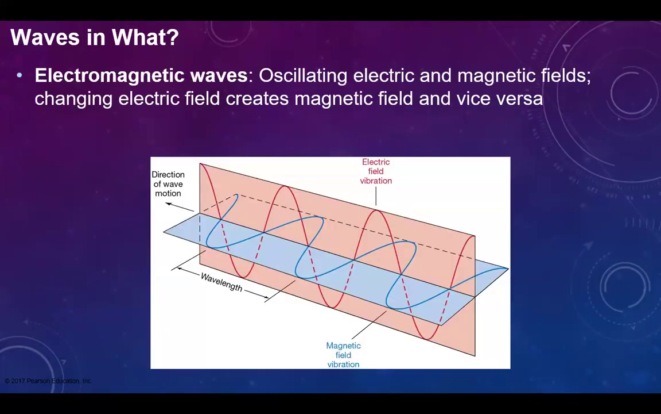So electromagnetic waves are oscillating electric and magnetic fields, where the changing electric field creates a magnetic field and the changing magnetic field creates an electric field. And they're at right angles to each other. So this is the magnetic field, this is the electric field. And they oscillate back and forth like this.